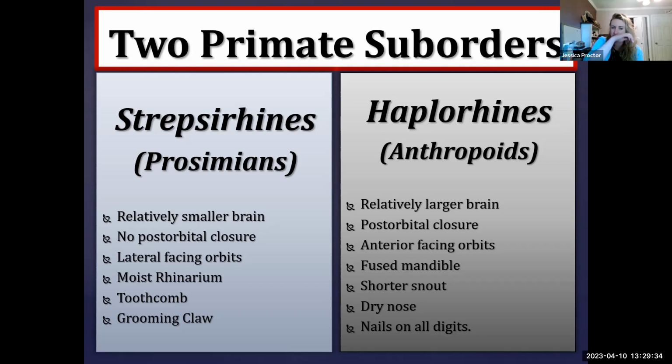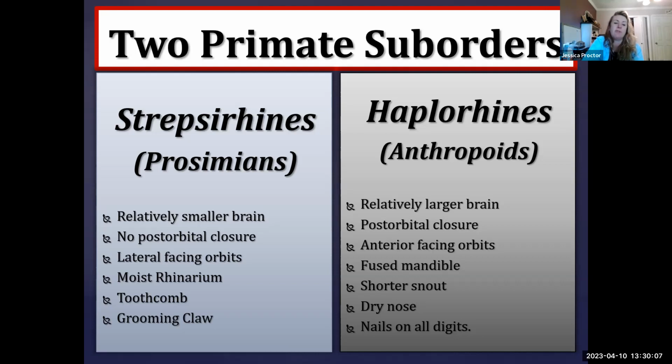The strepsirrhines have a relatively smaller brain size. They do not have full postorbital closure. So postorbital closure is the bony material that's covering the eye sockets. So all of the higher order primates will have bony material that's completely protecting the orbits. The only exception is those lower order strepsirrhines. They will have what's called a postorbital bar, but they do not have full postorbital closure. So I'll show you what a postorbital bar looks like here in just a second.